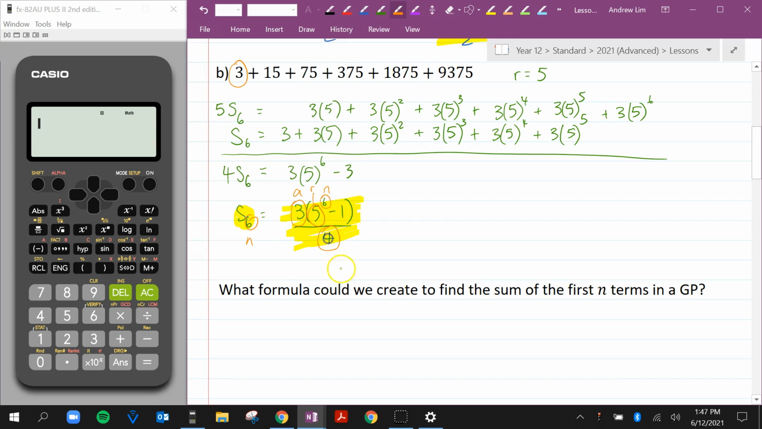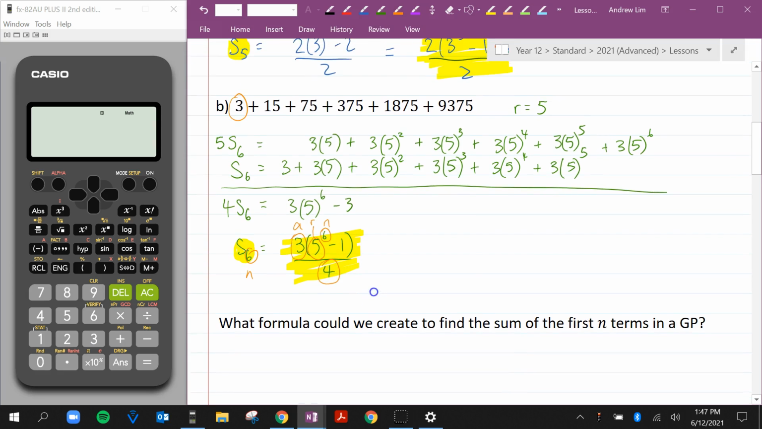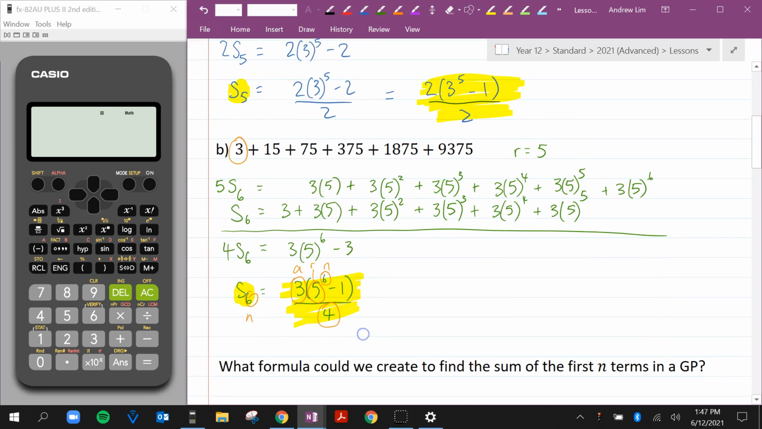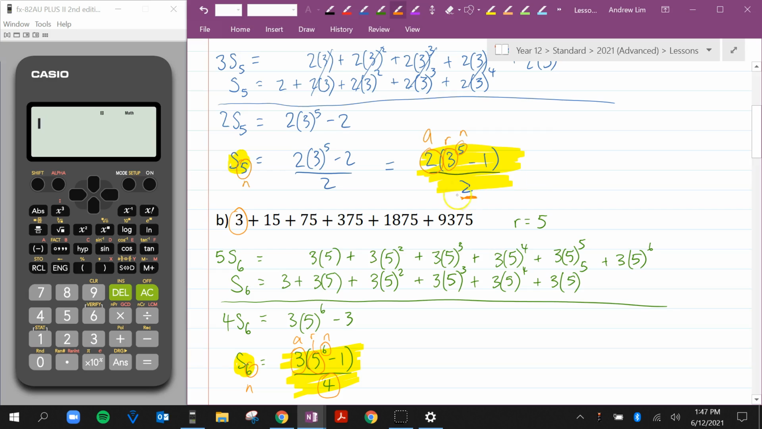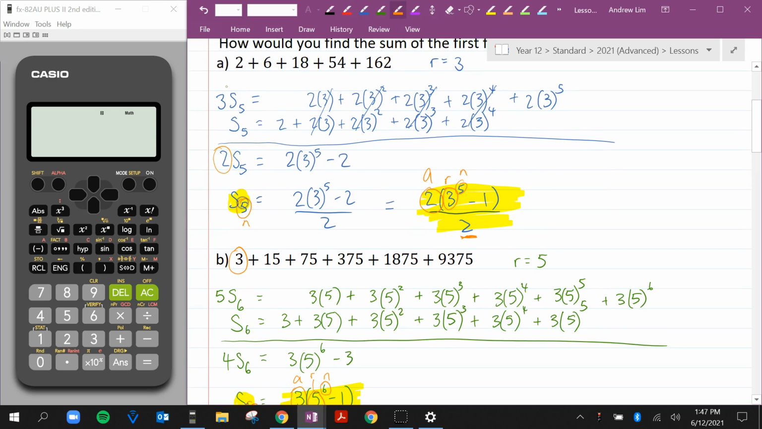How do we get this 4? Alright, what about this one here? This is our first term. This is our number of terms that we're adding, same as this. This 3 here is our common ratio, but how do we get this 2? Well, we got this 2 because we had to divide it. It was 3 minus 1. There's an imaginary 1 here.